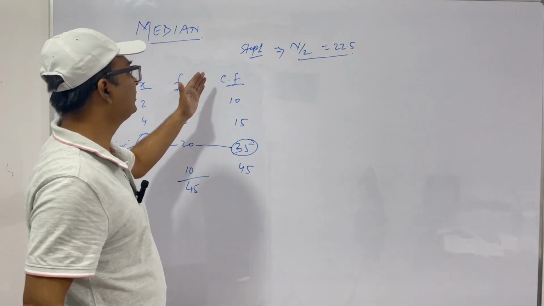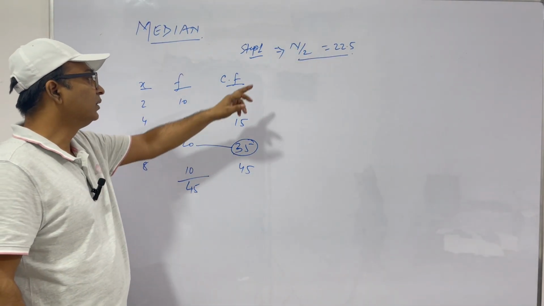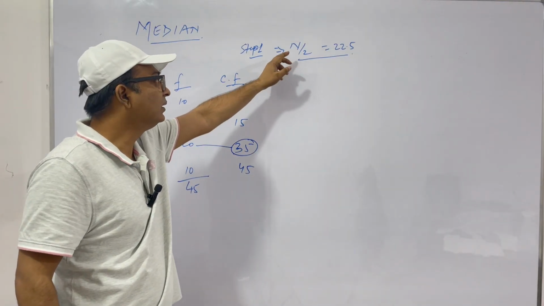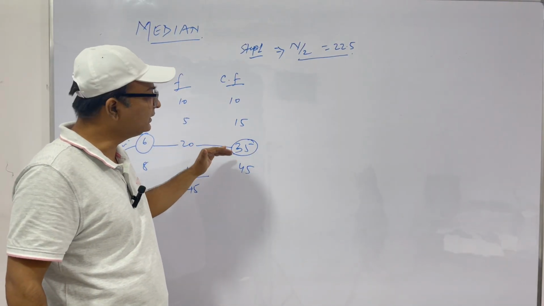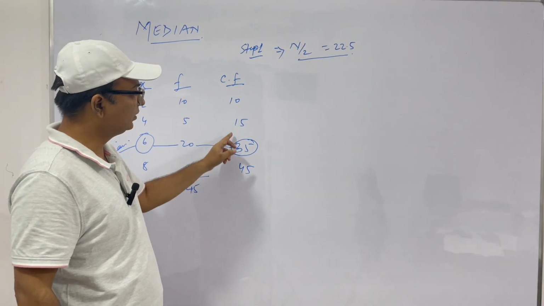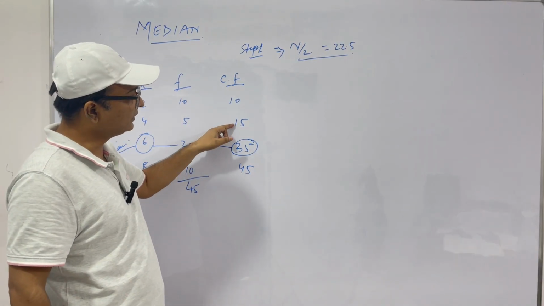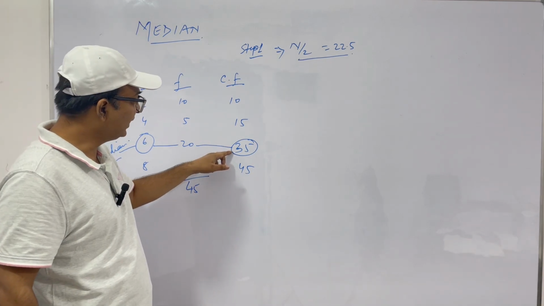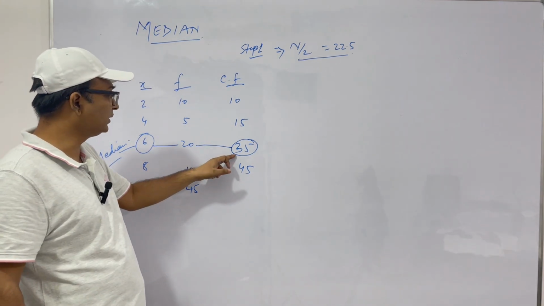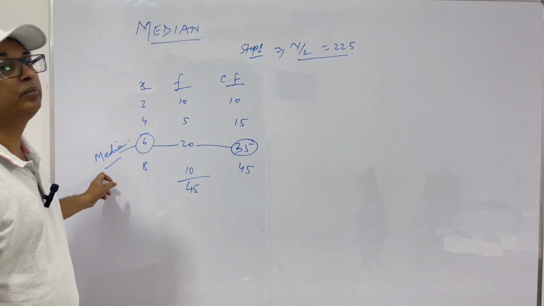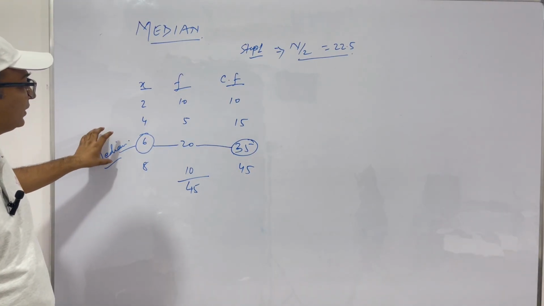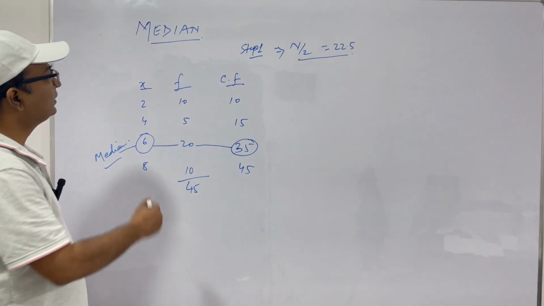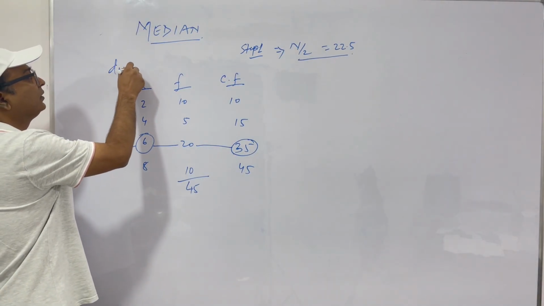But in this case, we have to find the less than only. So we have found n by 2. The cumulative frequency just greater than n by 2: it's 22.5, this is less than 22.5, so greater than 22.5 is 35. And the value of x corresponding to this is the median. So 6 is the median. This is the discrete frequency distribution.